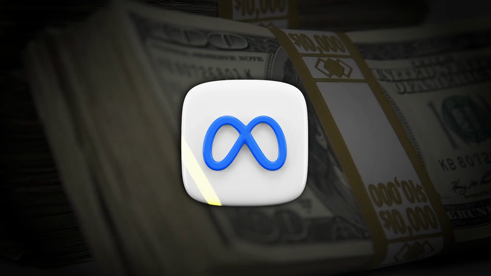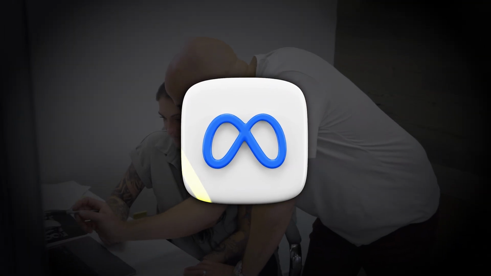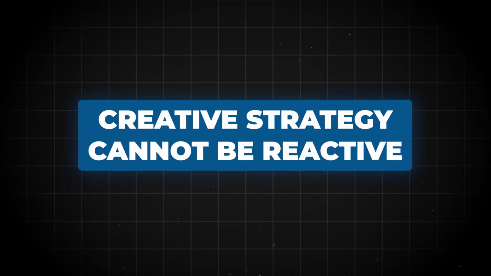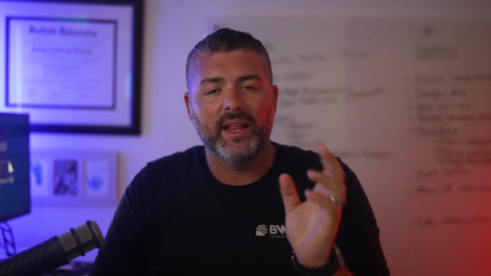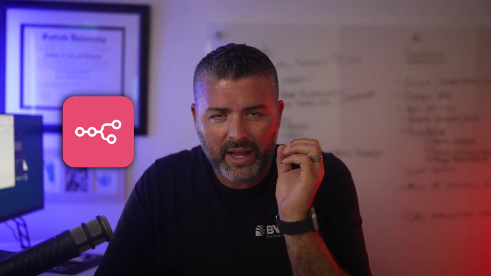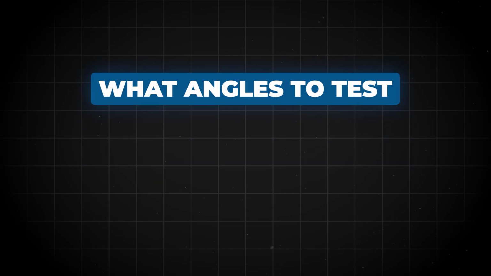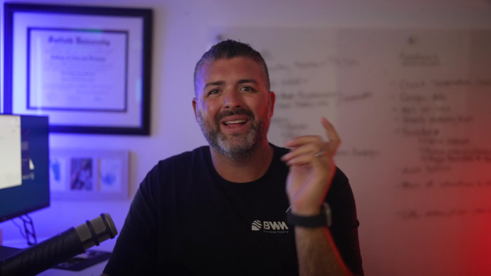After spending $30 million on Meta ads and working with over 150 businesses, we've realized that creative strategy cannot be reactive. Nowadays, it actually has to be automated. In this video, I'll show you exactly how we are using no-code, low-code tools like N8N to build a future-facing system that tells my team what angles to test, what hooks to iterate on, what creative types to build, all before performance drops. Let's get into it.